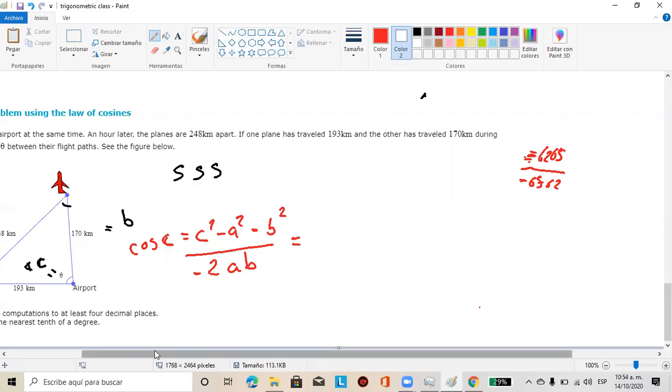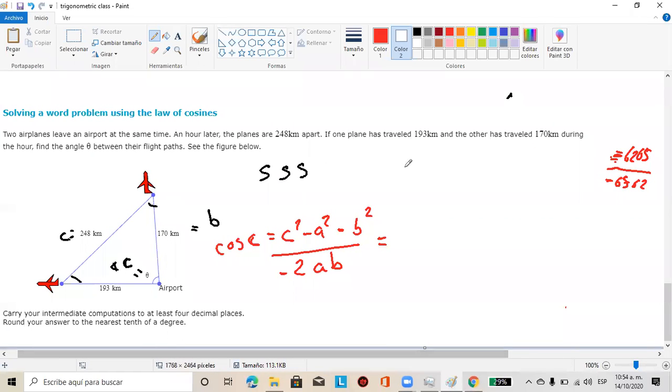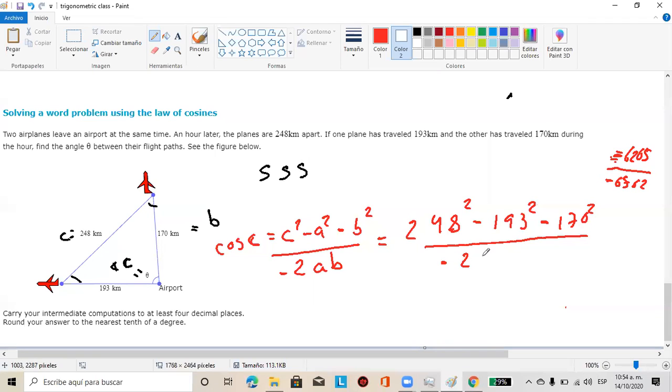I can't move it. Here it is. I moved it. C is equal to 248 minus... Profe, she lost her internet. Don't worry, she can watch the class after. Okay, minus B is equal to 180, over minus 2AB. A, how much is A, guys?